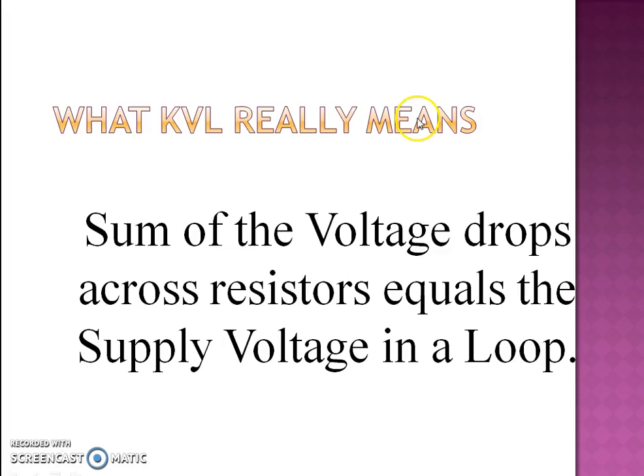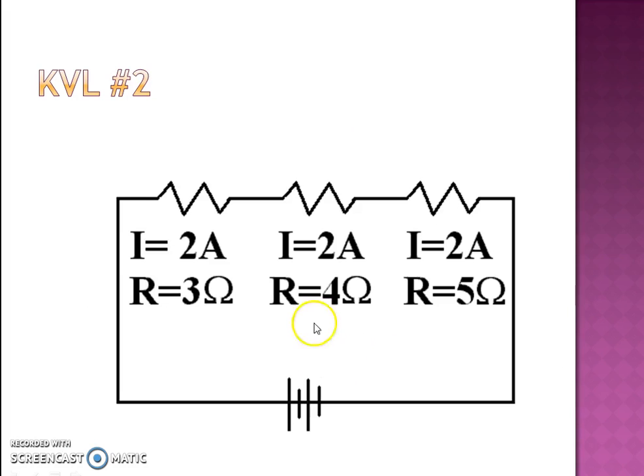What it really means is that Kirchhoff's voltage law says the sum of voltage drops across the resistors equals the supply voltage in that loop. If there is any voltage source in that loop, then the sum of voltage drops of the resistors is equal to the supply voltage or the voltage source in that loop. So let us see a simple example which gives the idea about Kirchhoff's voltage law.